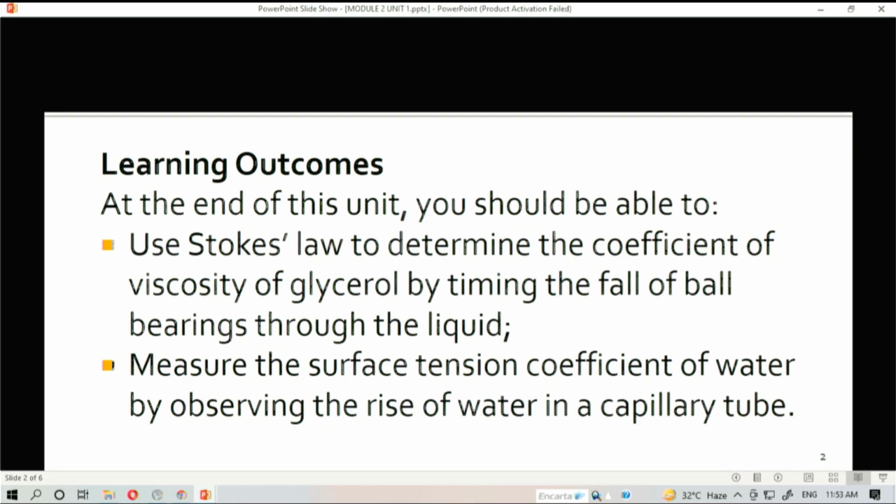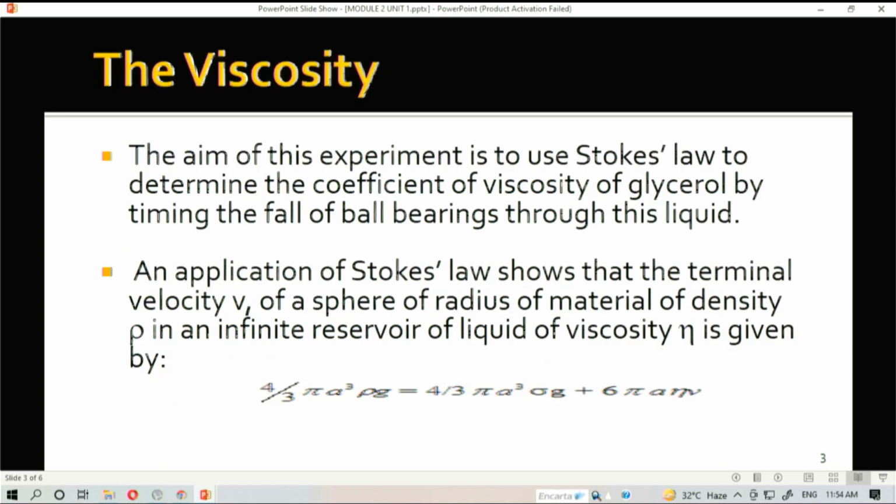At the end of this unit, you should be able to use Stokes' law to determine the coefficient of viscosity of a particular liquid, considering glycerol, by timing the fall of ball bearings through the liquid. And finally, you should be able to measure the surface tension coefficient of water by observing the rise of water in a capillary tube. We are starting with the viscosity.